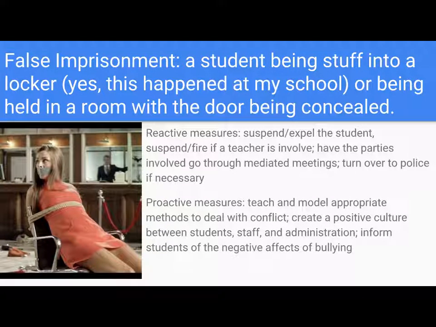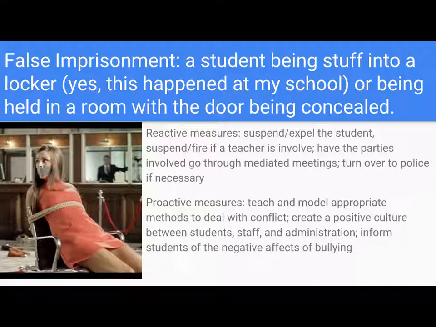False imprisonment, a student being stuffed into a locker. That's not a cliche. That did actually happen a few years ago. Or something where a student's being held in a room and the door is being forcibly shut and they're not allowed to leave. Again, suspend or expel a student, suspend or fire a teacher that is involved.